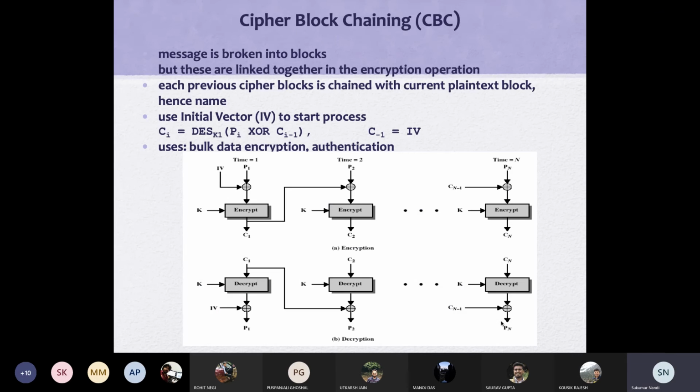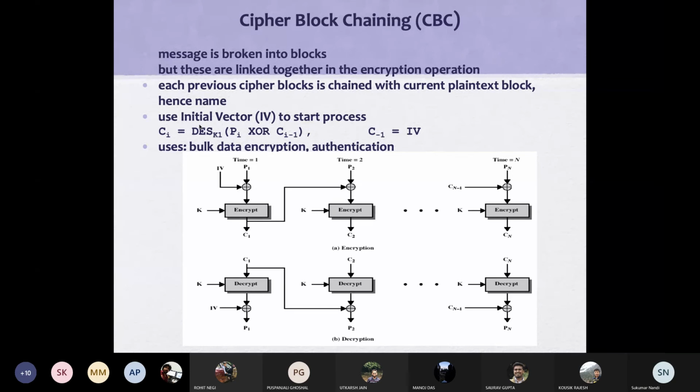Now we reach cipher block chaining. In cipher block chaining, the message is broken into blocks, just like DES or AES or whatever is used. Here again, the example we have taken is DES, but it can be AES or anything. The message is broken into blocks, that is, the block size of the encryption scheme used.